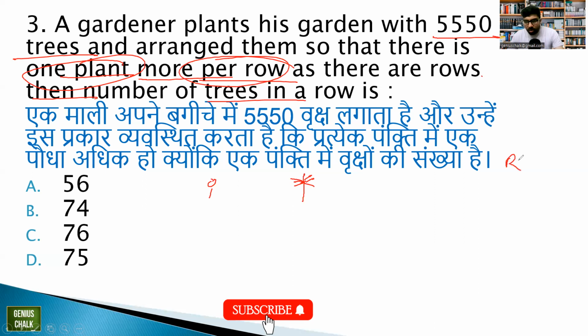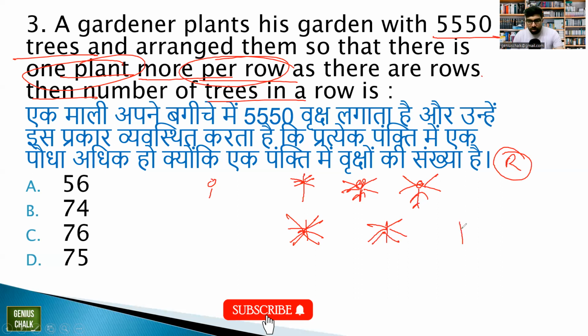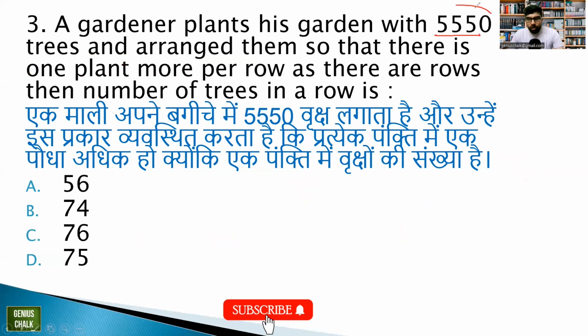Okay, so if there are number of rows, like one plant here, then one plant here. This is not a man, it's a plant. Okay, this is a plant. So this is the first row, this is the second row, and this is the third row. Like this there are so many rows, and the question is saying that there are 5550 trees and they are arranged so that there is one plant more per row as there are rows.